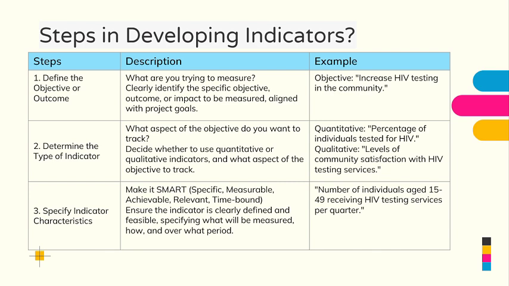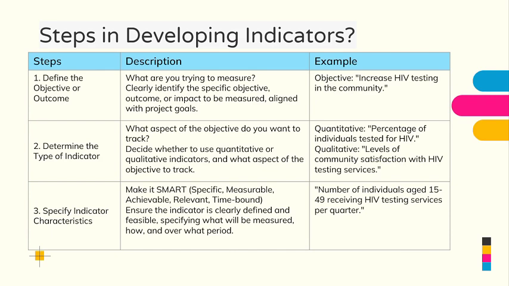Steps to developing effective indicators. Step number 1, you need to define the objective and outcome. What do we mean here? You need to ask yourself this question: what are you trying to measure? Clearly identify the specific objective, outcome, and impact to be measured, aligned with the program goals. An example, we're going to talk about an HIV project. Now, an example of one objective is to increase HIV testing in that community.